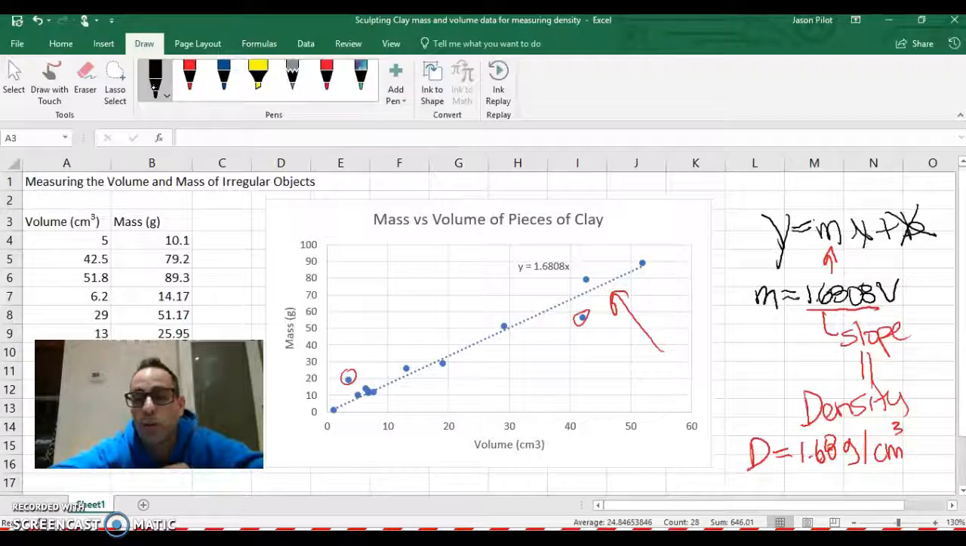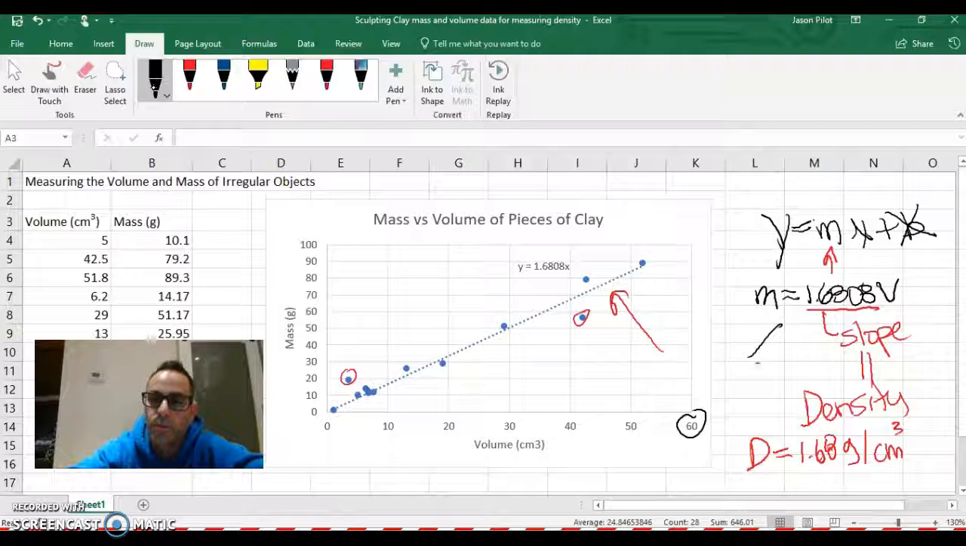From there, you can go and make a whole bunch of predictions. What if your volume was 60 cubic centimeters? What would the mass be? What if your mass was 150 grams? What would the volume be? Now all you have to do is plug it into this awesome formula, and you can solve.